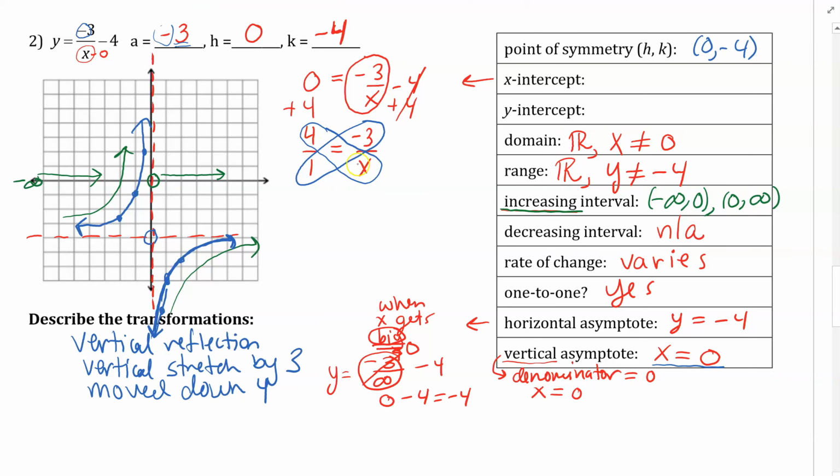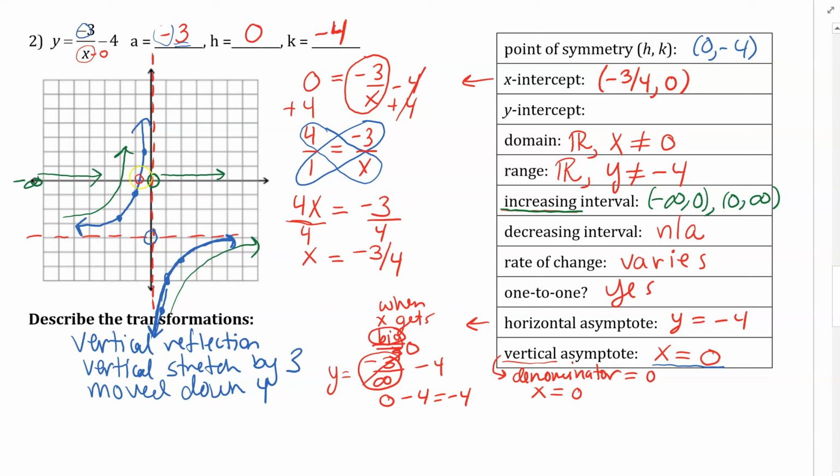So I can do 4 times x equals 1 times negative 3, which is negative 3. And then I just need to isolate x, and I do that by dividing by 4. So I end up with x equals negative 3 over 4. So that'll be my x-intercept. And if I look on the graph, that looks about right.